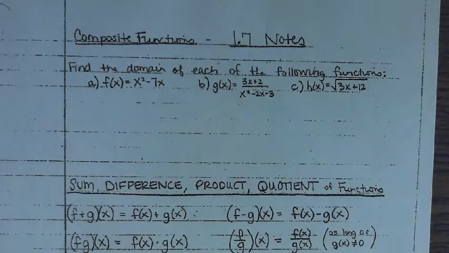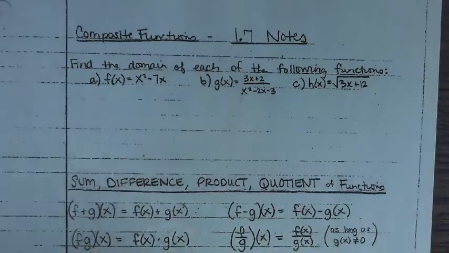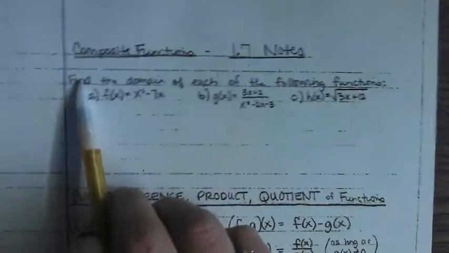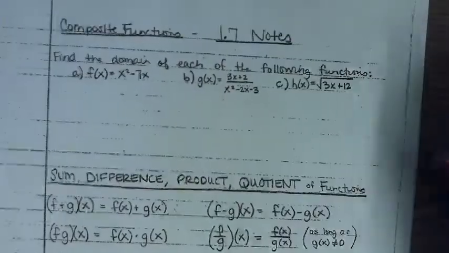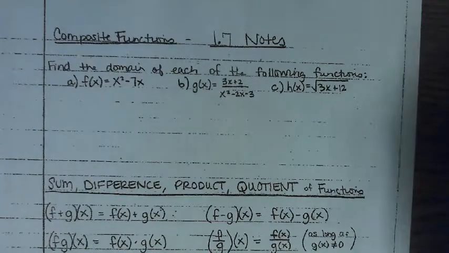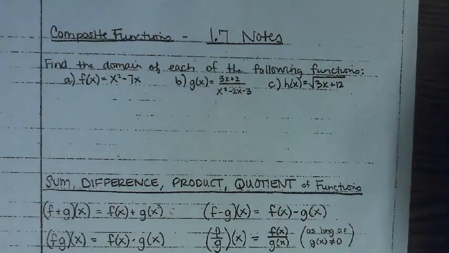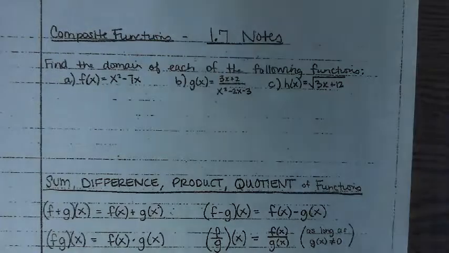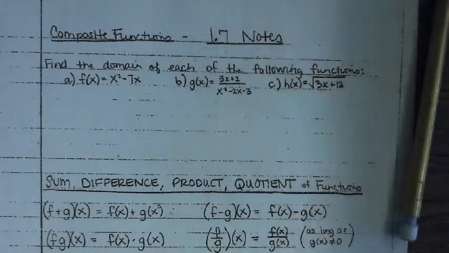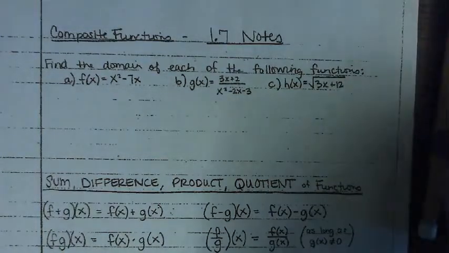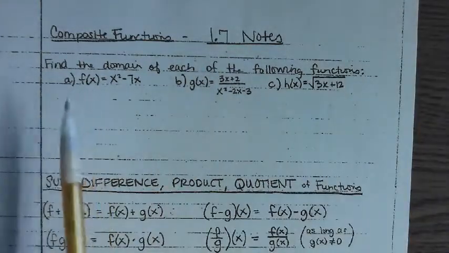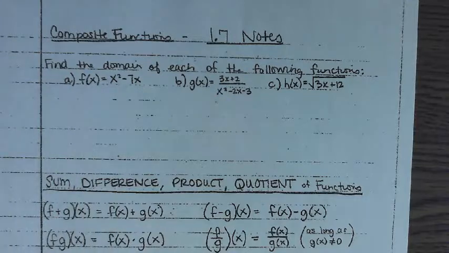Composite function. So before we actually even get into composite functions, this first set of questions is asking us to address the domain of functions. Now, again, with domains, it helps to know what the parent graph looks like to a certain extent. Knowing what kind of function this is. And this first one is x squared minus 7x. So this is a parabola.